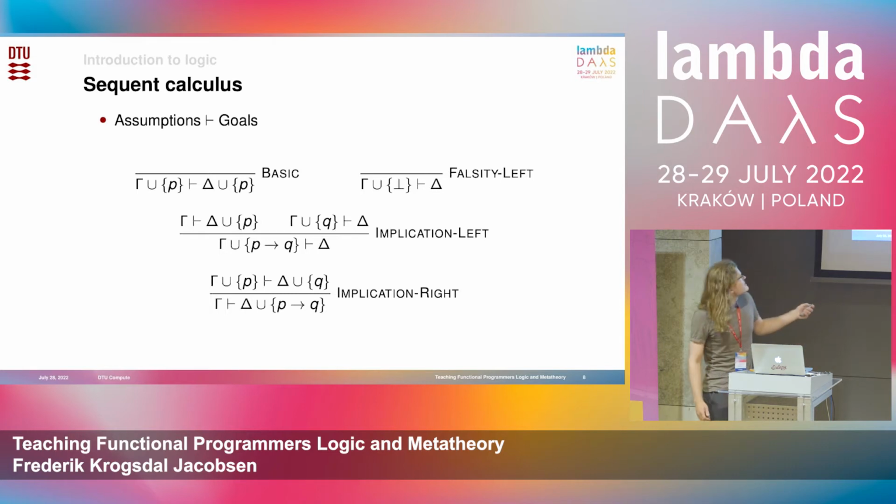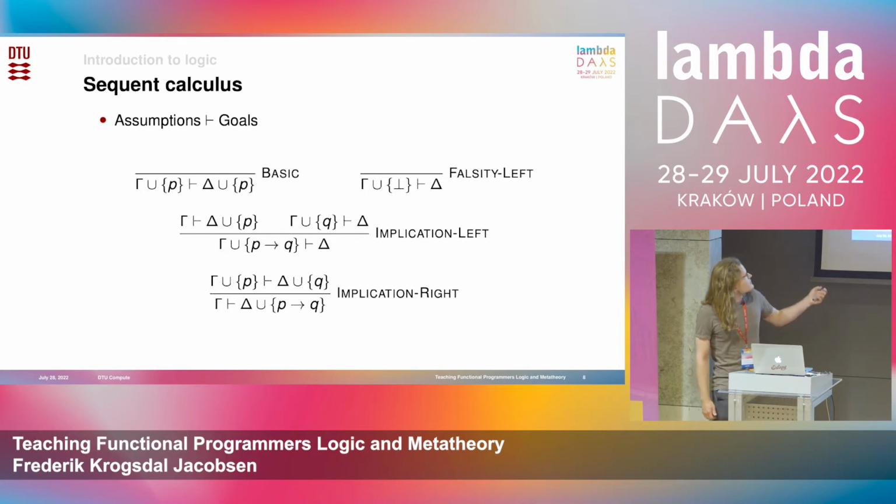So our basic rule is that if we assume something, and then we have that thing as a goal, then we're done. Then we don't really need to prove anything. We're just immediately finished. If we have falsity as an assumption, we're also done because then something went wrong, basically. Or if we assume something false, then we can just conclude whatever we want.